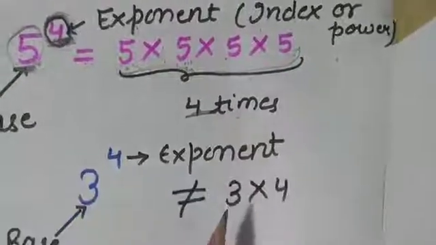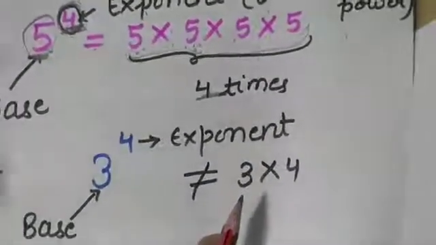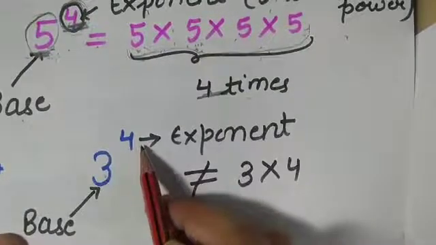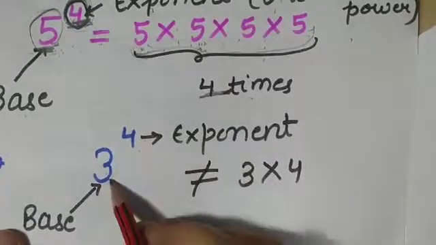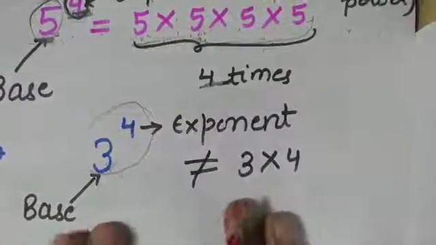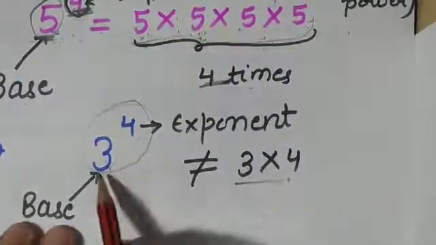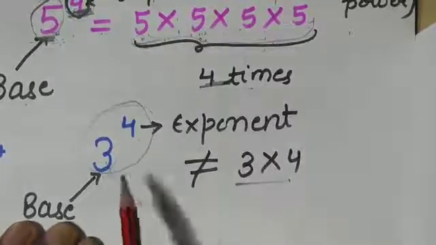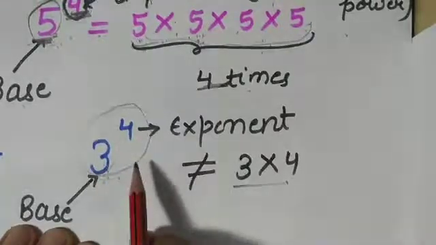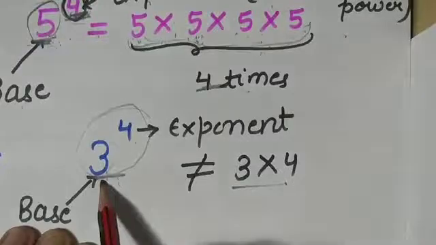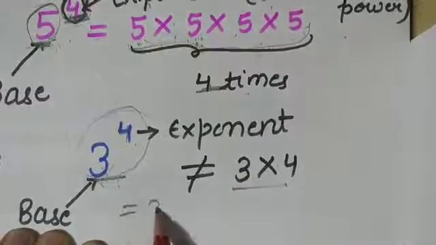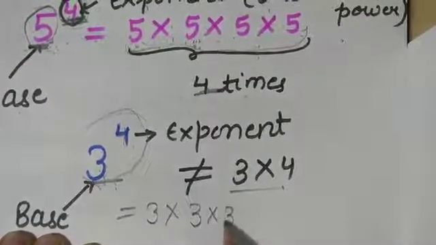And here 5 is being multiplied to itself, so 5 is the base. So here one more example, if I am taking 3 and 4 is in the superscript of 3, so 4 is the exponent and 3 is the base. And one more thing, this exponential number is not equal to 3 into 4. This exponential number means 3 is being multiplied 4 times. 3 is multiplied to itself 4 times. Okay.